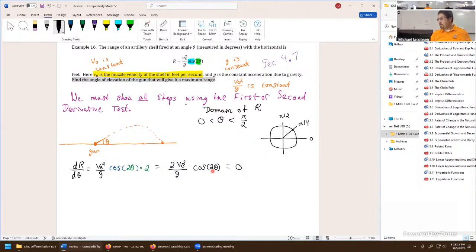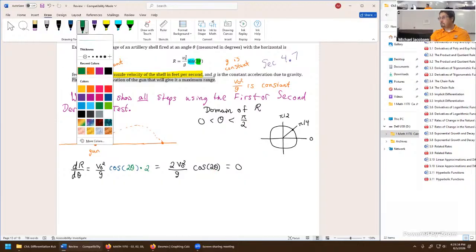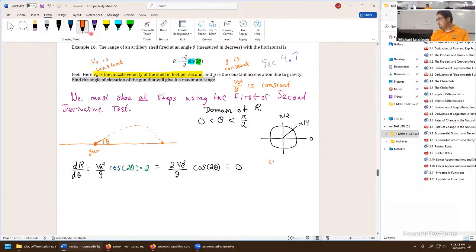Pi over 4. We do know that cosine at pi over 4 is root 2 over 2. But this is cosine of 2 times pi over 4, from the factor of 2 inside the function here. That turns into cosine of pi over 2. And cosine of pi over 2 is the x-coordinate right here on the unit circle. It's exactly 0.